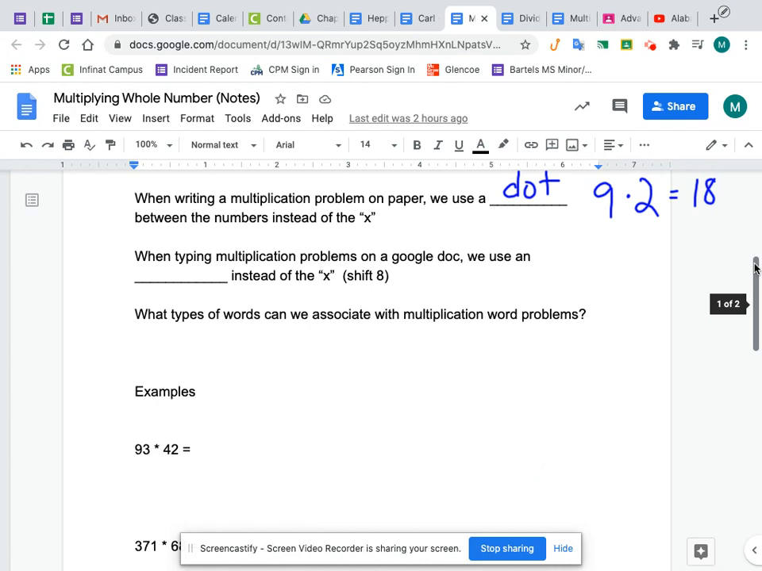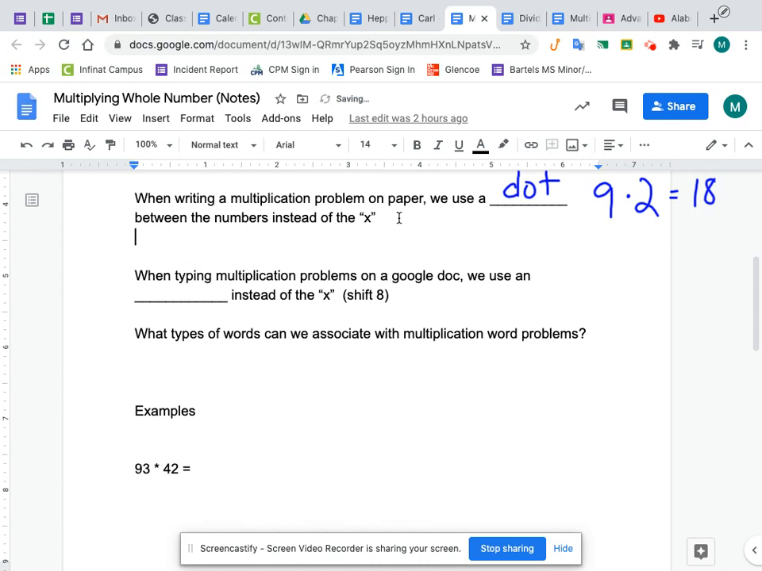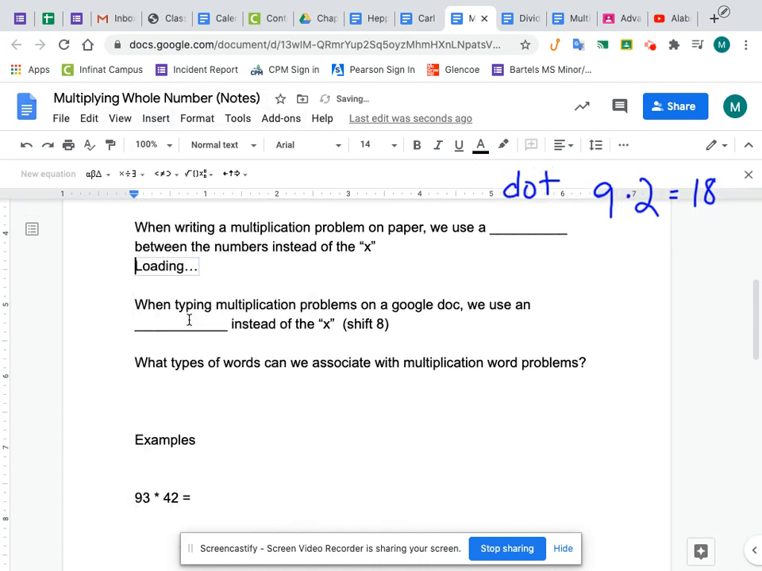You can actually, in your Google Doc, type with a dot by going Insert, Equation, and if I wanted to type this, I would do 9, come up here to Miscellaneous Operations, use the dot, 2 equals 18. And then I can just click away, and there it is. 9 times 2 equals 18. So you can do that in a Google Doc, but you cannot do it in a Google Form.